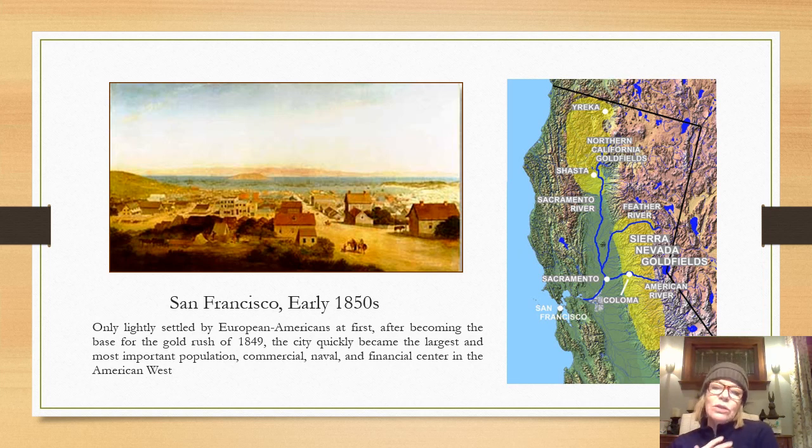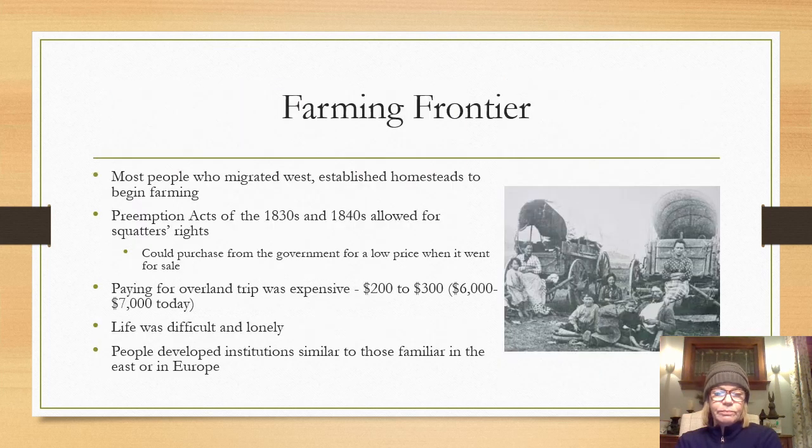This was a location where you could get supplies because of the good harbor that was right there. Ships would sail into San Francisco and a lot of supplies would get there. It was much easier than going overland from the east coast of the United States. You'd have to go all the way, though, around the tip of South America to get there. But because of its location, this became a center for population, commercial, naval, and financial growth right there.